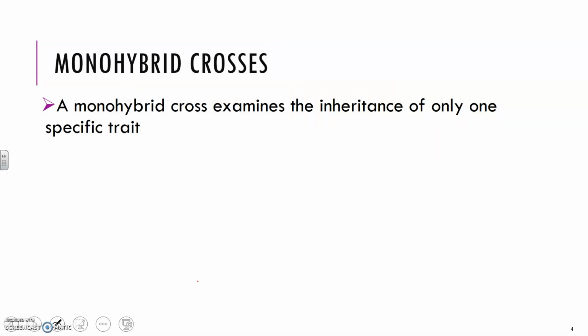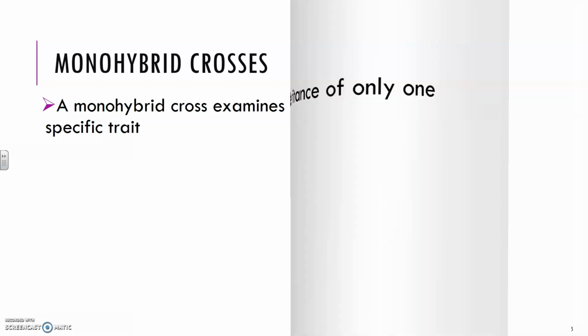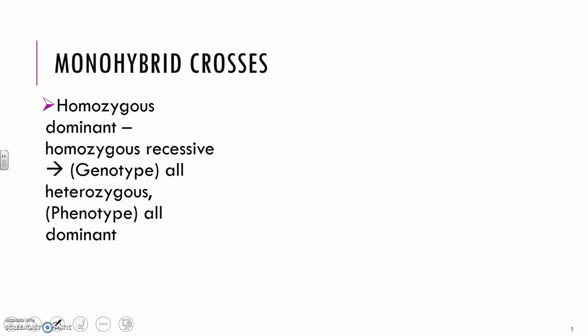So this was a monohybrid cross that we just looked at. Monohybrid crosses only look at the inheritance of one specific trait or gene. You can get more complex, which we'll see in a little bit. But let's just look at a couple different monohybrid crosses. So we've got a homozygous dominant crossing with a homozygous recessive.